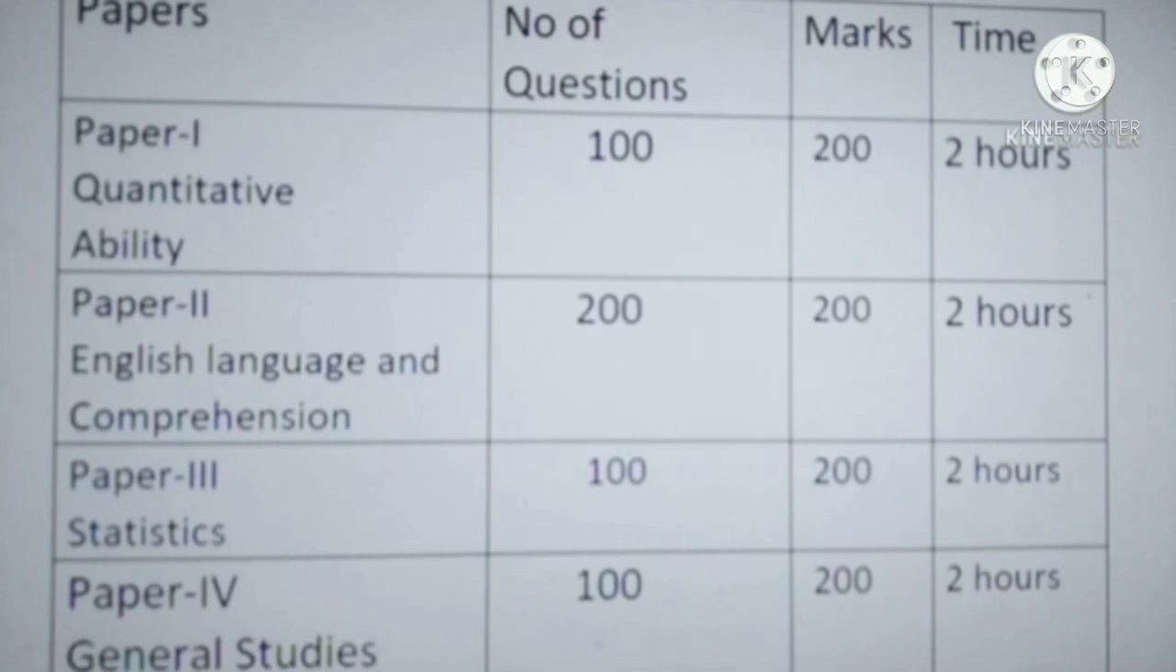Number first is the paper on quantitative ability, number second is English language, number third is statistics, and number fourth is general studies, which consists of finance and economics. The first section has 100 questions with 200 marks, the second section 200 questions with 200 marks, the third section 100 questions with 200 marks, and the fourth section 100 questions with 200 marks. The time duration is 2 hours for each section individually, so that you can set your own time limit.